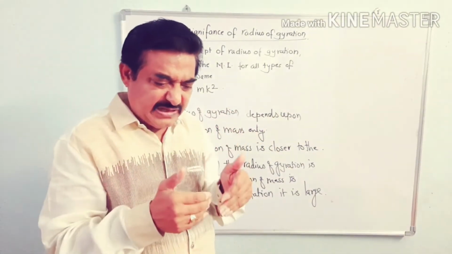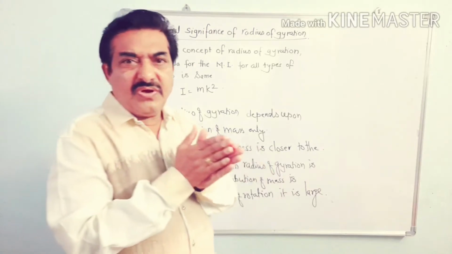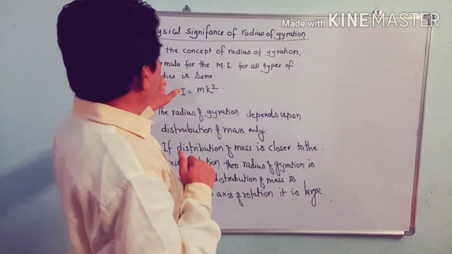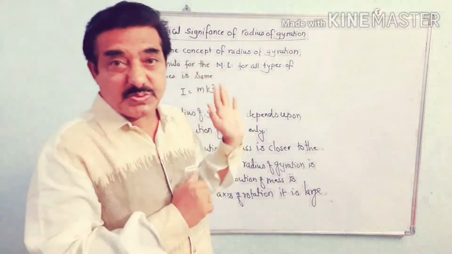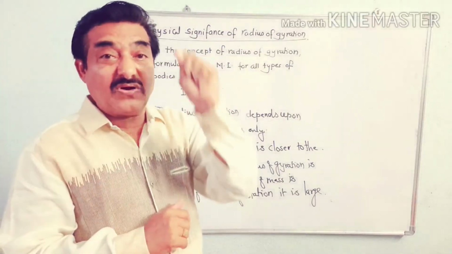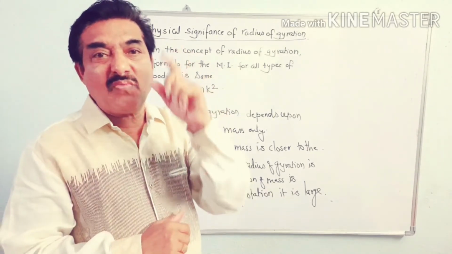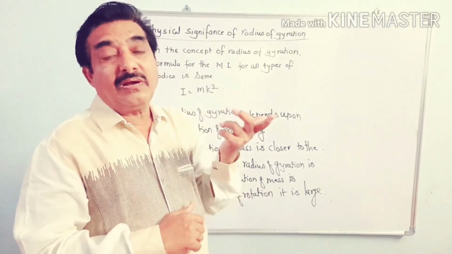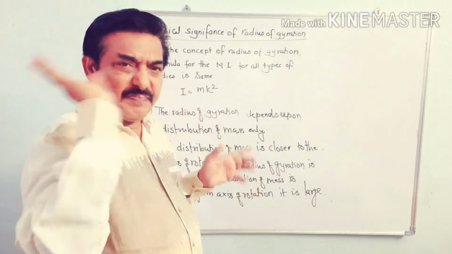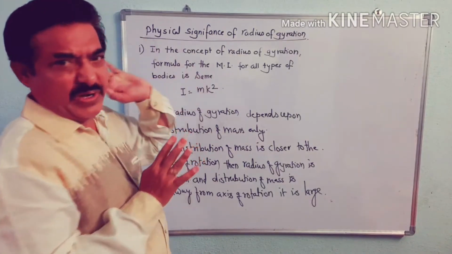In the concept of radius of gyration, parameters are reduced. First benefit of the concept of radius of gyration is that the formula for moment of inertia for all types of bodies is I is equal to mk square. That is, the formula is the same for all types of bodies. Body may be regular, irregular, linear, one-dimensional, two-dimensional, three-dimensional, or whatever may be the size and shape of the body. For all types of bodies, the formula is the same.